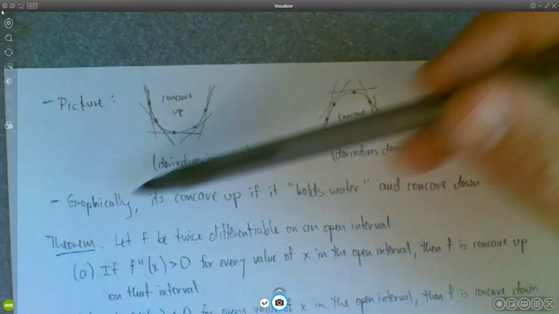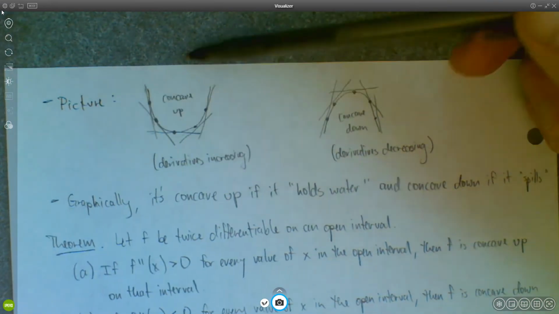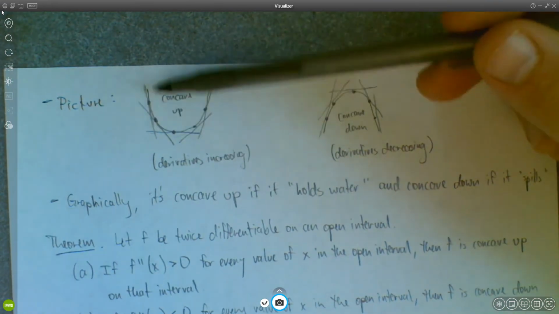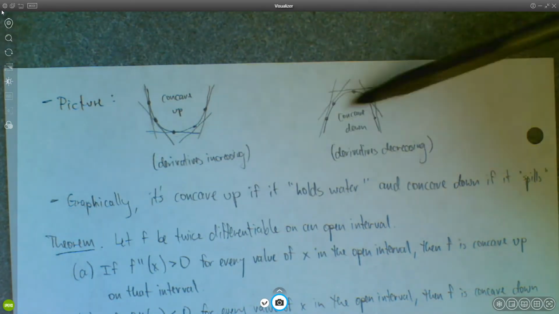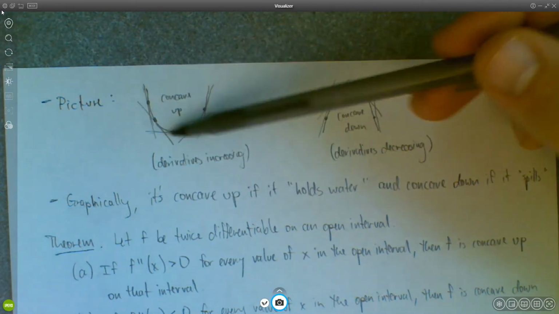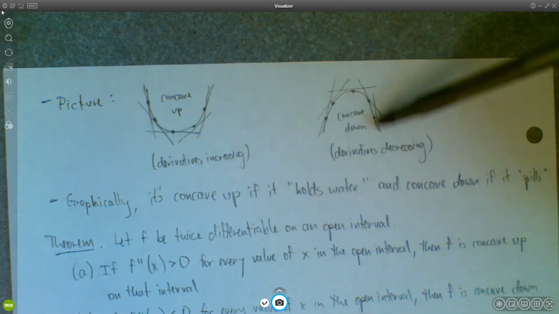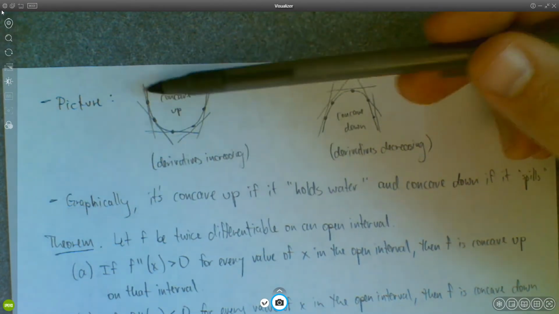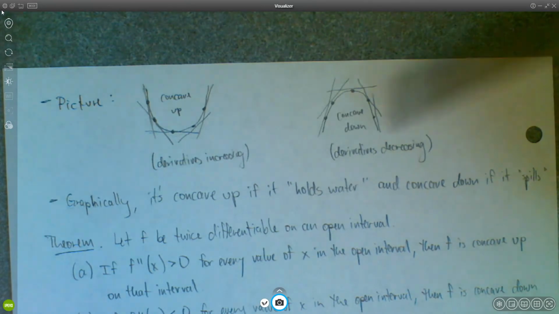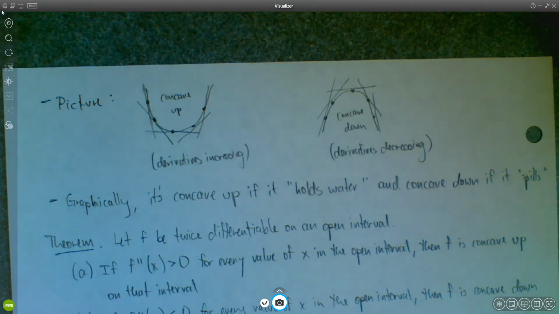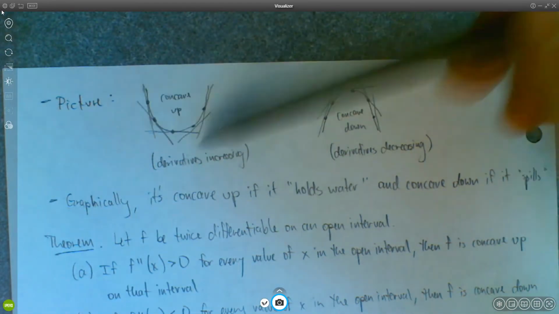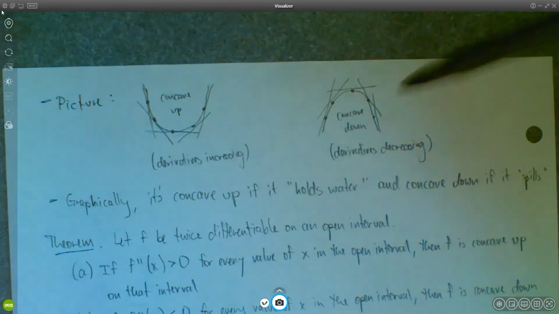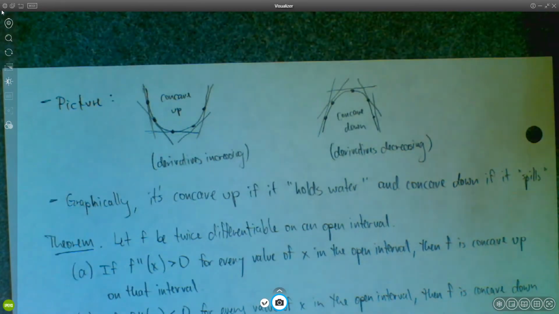So graphically speaking, you can kind of remember this. If you look at the graph, then the graph is concave up if it holds water, and it's concave down if it spills water, right? So if this were a cup, it would hold water just fine. This one would not, right? So concave up means that you hold water, concave down means you don't. But in terms of derivatives, it's concave up if the first derivative is increasing, and concave down if the first derivative is decreasing.